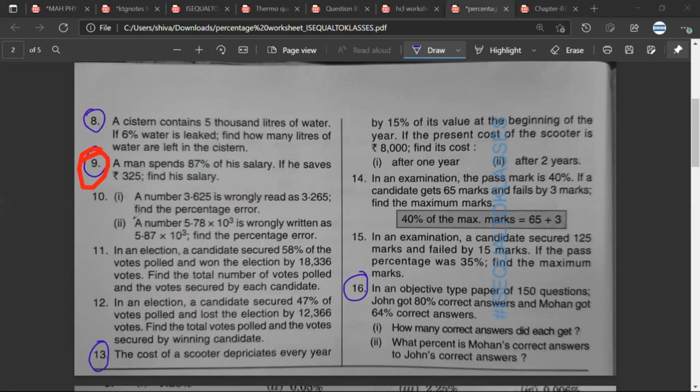87 upon 100 into 325. So I got my answer as 282.7. So I added 325 to it. So my final answer was 607.7. If he spends 87%, then he would be saving 100 minus 87%.